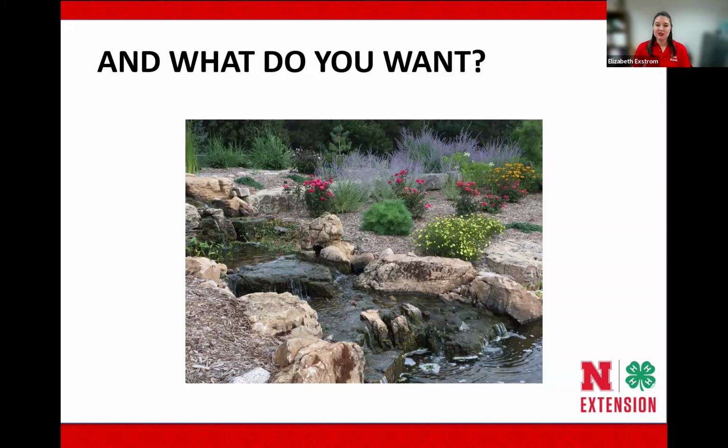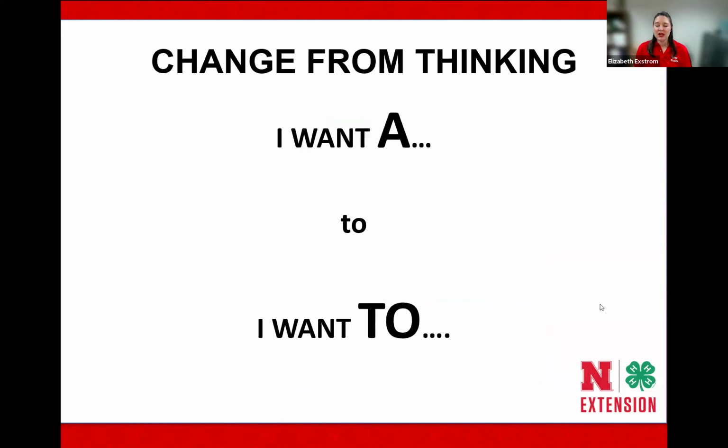So in a pond situation, even if it's a pondless waterfall, we're still going to have to manage that pond. We're going to have to manage algae. We're going to have to manage pests. So take that into consideration when we think about what we want. And when we're talking about what we want, we need.